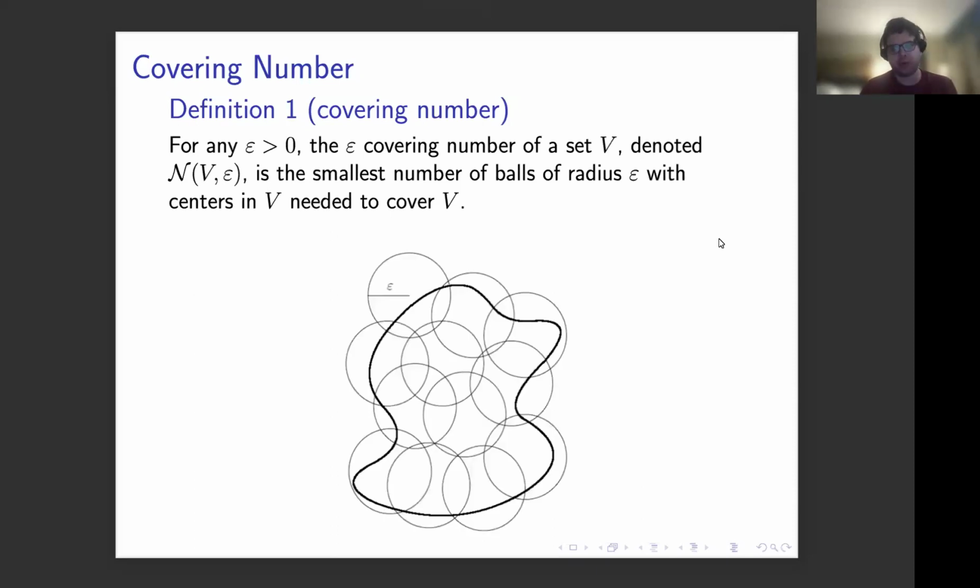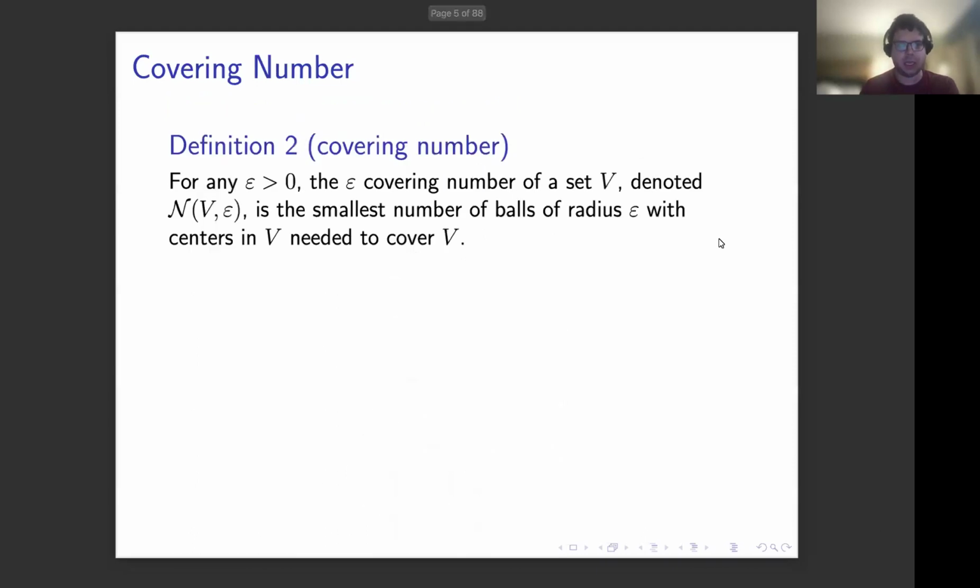Okay, so this picture here is indicating a covering of the interior of this black curve in the plane, and we're covering it by epsilon balls here. Okay, and just for simplicity here, we are going to require the centers to be in the set V. Slightly changes the covering number otherwise. Okay, so this is the basic definition.